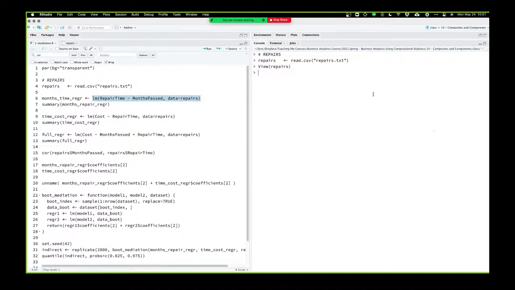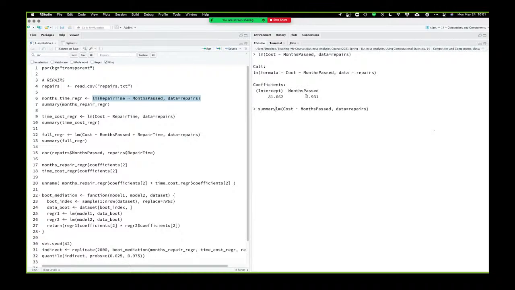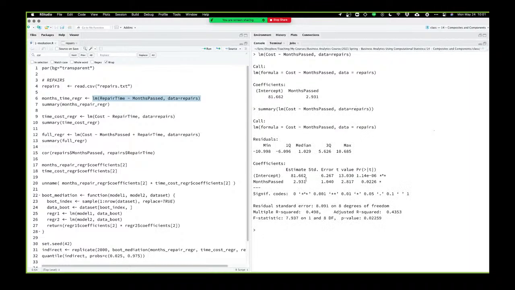Let me just run it here live for you, where I'm going to actually look at the cost as it's regressed over months past. Okay. And what we find here is that, I should look at the summary of this if I want the full story here. And what I find is that the number of months that have passed does affect the cost. And there is a somewhat significant relationship between the number of months that have passed and the cost. Okay, so for each month that has passed, the cost kind of goes up a little bit. All right, and that's the story here.